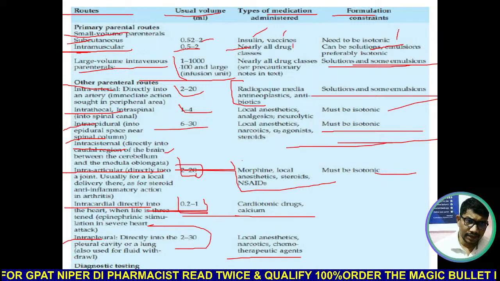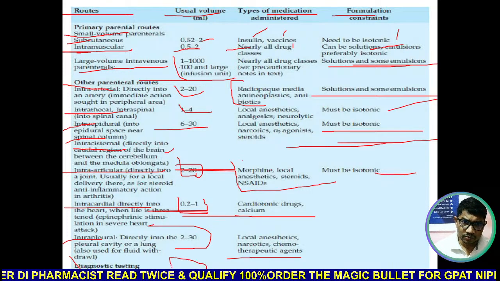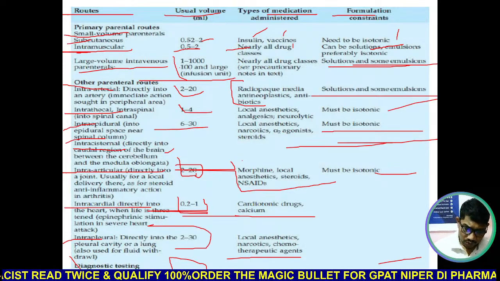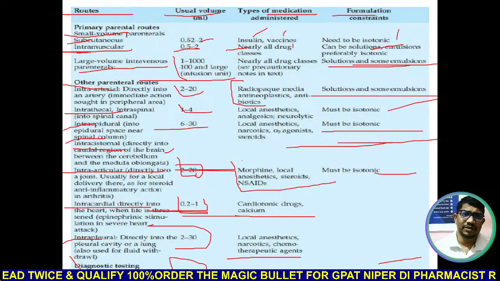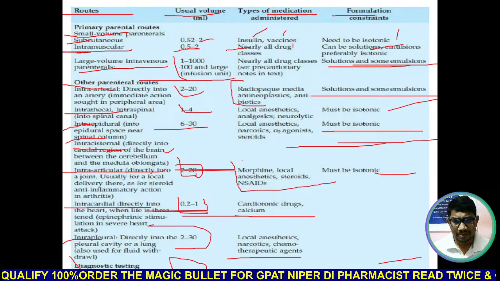डायग्नोस्टिक टेस्टिंग के लिए इंट्राडर्मल इंजेक्शन देते हैं 0.05 ml. तो इट शुड बी आइसोटोनिक. डिफरेंट टाइप ऑफ रूट्स ऑफ इंजेक्शन, देयर वॉल्यूम, टाइप ऑफ मेडिकेशन विद फॉर्मुलेशन कंसिडरेशन.